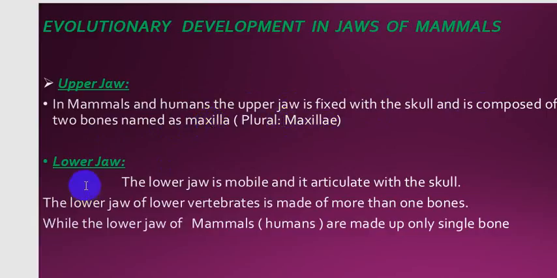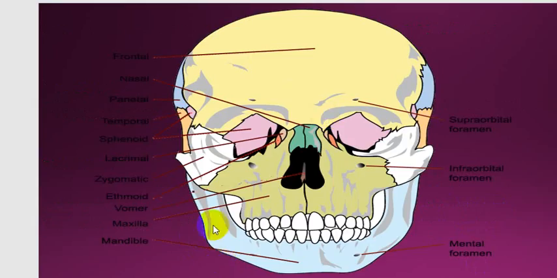The lower jaw is mobile, and it articulates with the skull. The lower jaw of the lower vertebrates is made up of more than one bone, but the lower jaw of mammals, just like humans, has only a single bone. You can see from the diagram, this is our lower jaw, which is technically a single bone, and it is called the mandible, and it is also named the dentary.